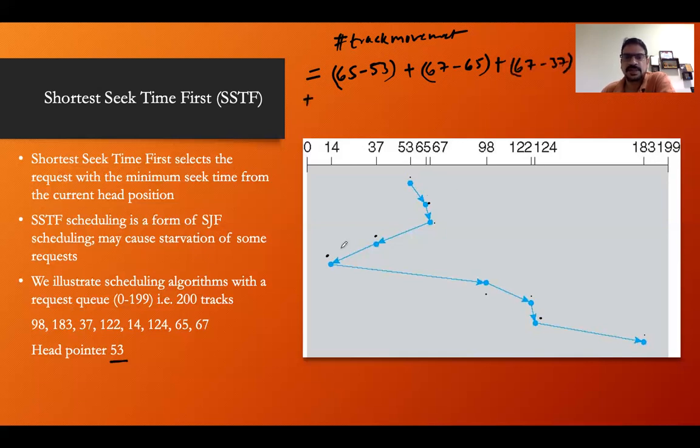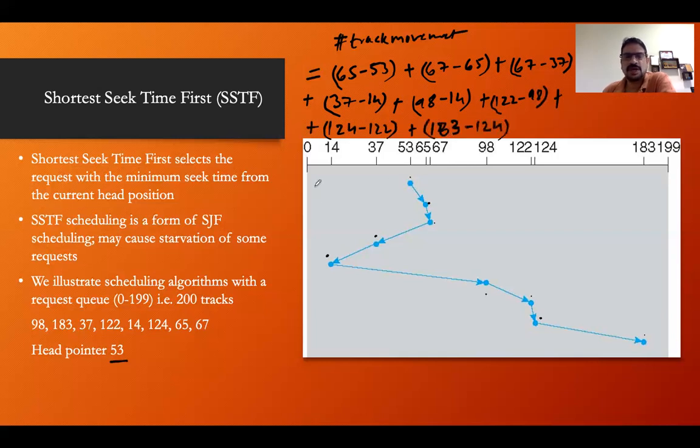plus 37 to 14, from 14 to 98, plus 122 to 98, plus 124 to 122. From here we can go to 183. So 183 will be minus 124, right?